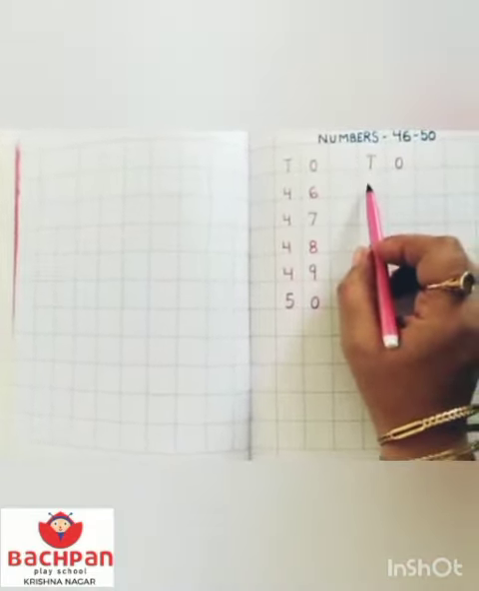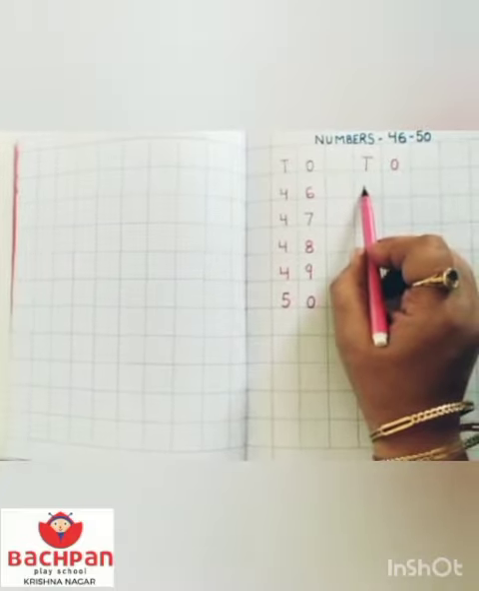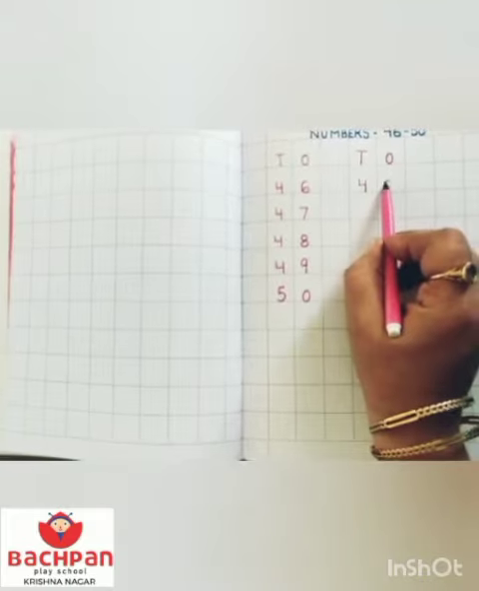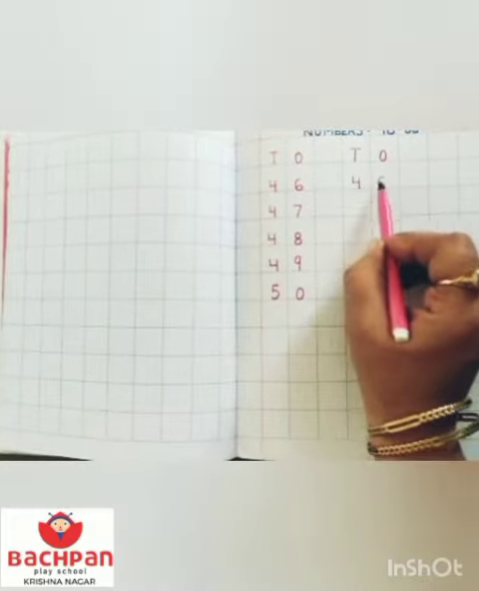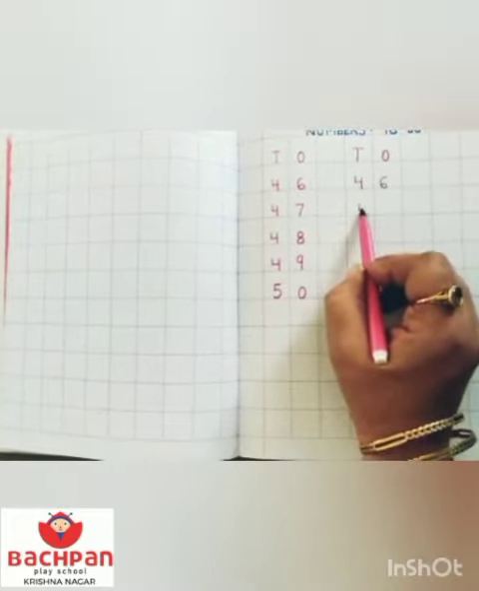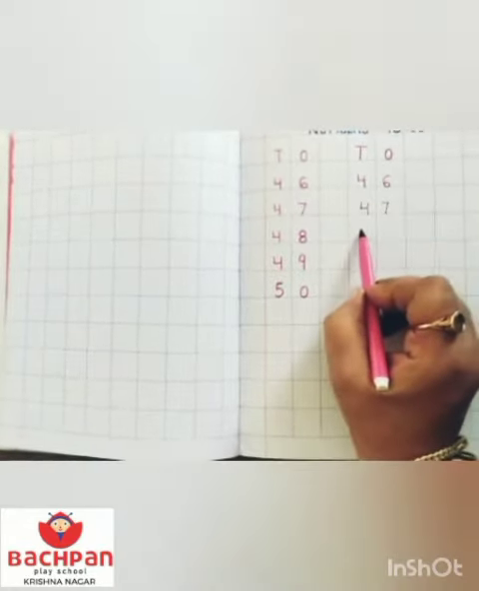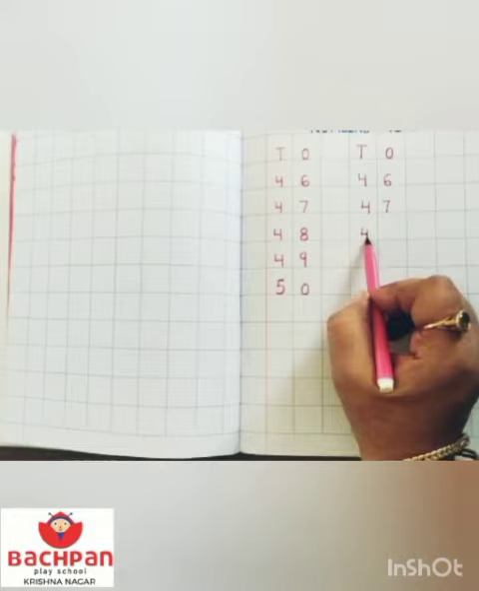For 46, it's 4, 6, 46. You have to write two different numbers in two different blocks. 4, 7, 47. Now, 4, 8, 48.